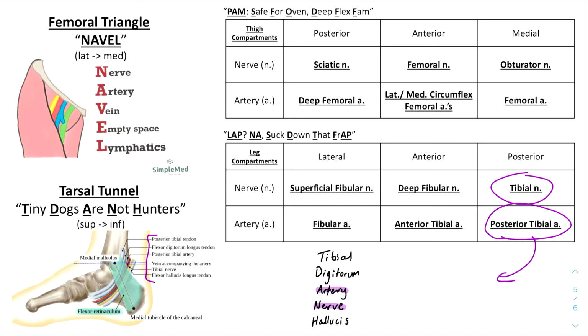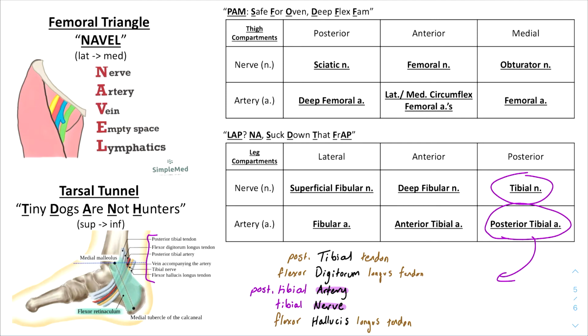So for the artery, it's going to be the posterior tibial artery, and the nerve is going to be the tibial nerve. Now, of course, you still have to remember the muscles/tendons in the tarsal tunnel. Tiny for tibial is going to be posterior tibial tendon, digitorum is going to be for flexor digitorum longus, and then hallucis is going to be for flexor hallucis longus.